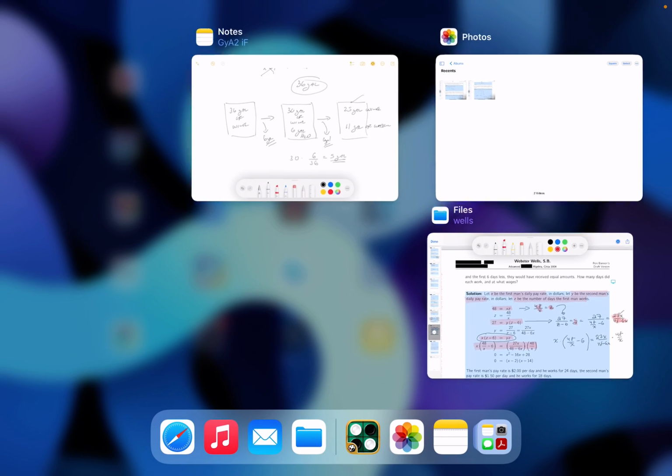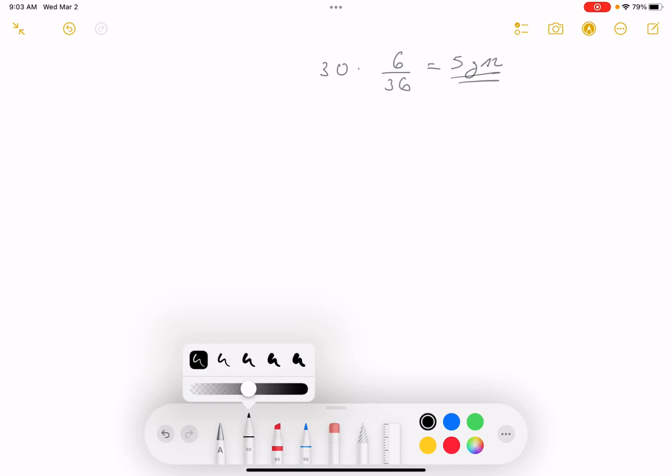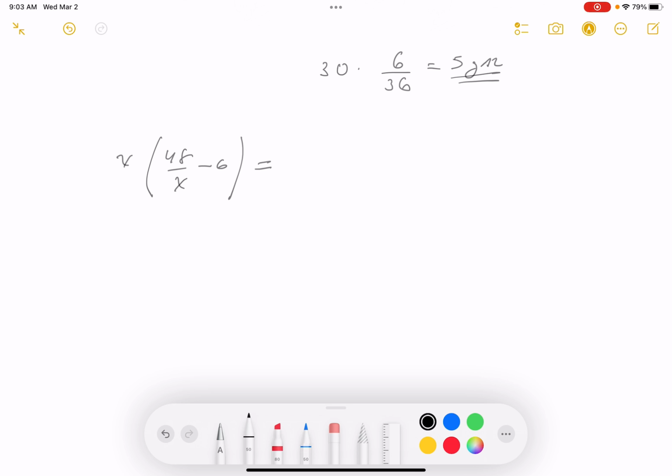That's not the whiteboard. There's the whiteboard. And I'm just going to write down what I'm seeing. All right? I could get my notes out again to look at the equation I got. Yeah, let me write that down for you. So x, and then it's 48 over x minus 6 equals 27x over 48 minus 6x times 48 over x. And I think I can handle it.